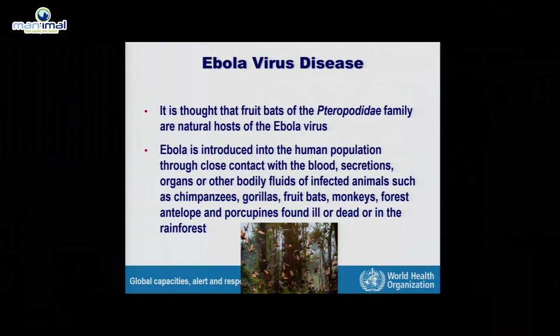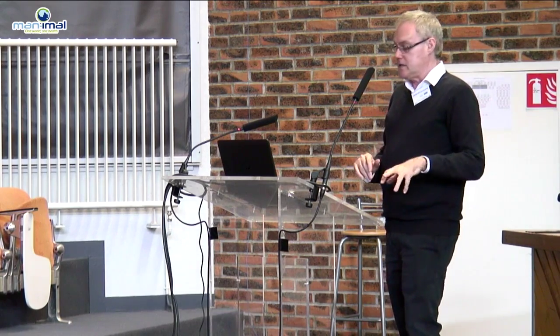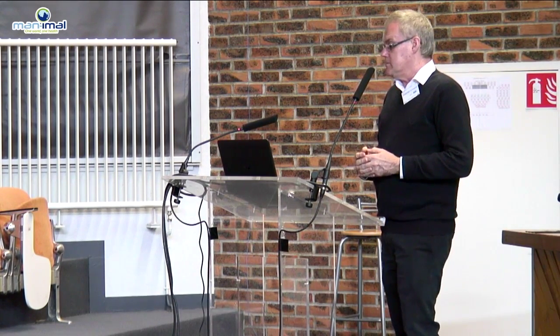We think it comes from bats. In fact, there's a reasonable amount of evidence now that bats are the natural host of this virus. And it's introduced into human populations through close contact with the blood and secretions, etc., of infected animals. And these can be chimpanzees and other monkeys, gorillas, fruit bats, antelope and porcupines. So people are going out into the forest, they're finding sick or dead animals, and they're bringing them back into their homes, and they're using them as food.